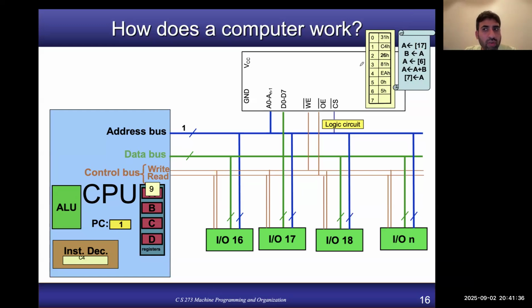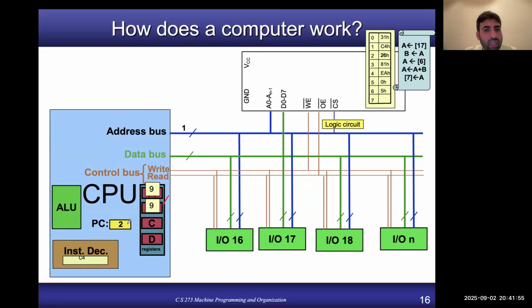Then the instruction decoder will decode it, and it will find that it is telling me to move the data from register A to register B. So the same data is copied to register B. Now A and B both have the same value. Now PC is incremented to 2.